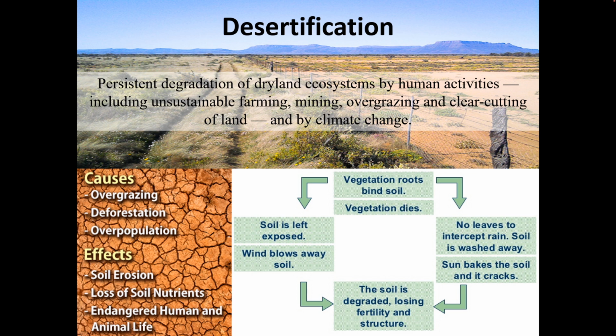All of these are exacerbated by climate change. As the climate gets warmer, we have extended droughts and less rainfall in areas that are already dry. You're going to have these problems occur, and the soil is going to get washed away, and this is bad for everyone.